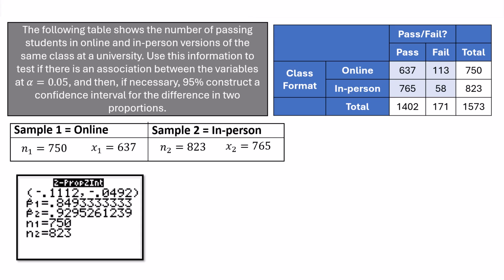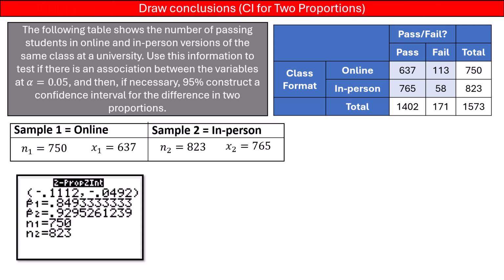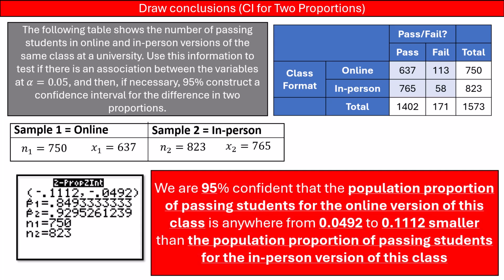And then we can go ahead and move to the last step of the confidence interval, which is to write our sentence for conclusion. So using the template that was introduced earlier, we can say that we are 95% confident, that was our confidence level, that population proportion number 1, which is the proportion of passing students for the online version of the class, is anywhere from, and now I'm going to state the two bounds, and since I had negatives, I'm going to write the second one first, 0.0492 up to 0.1112, smaller since they were negative, than the population proportion of passing students for the in-person version of this class.